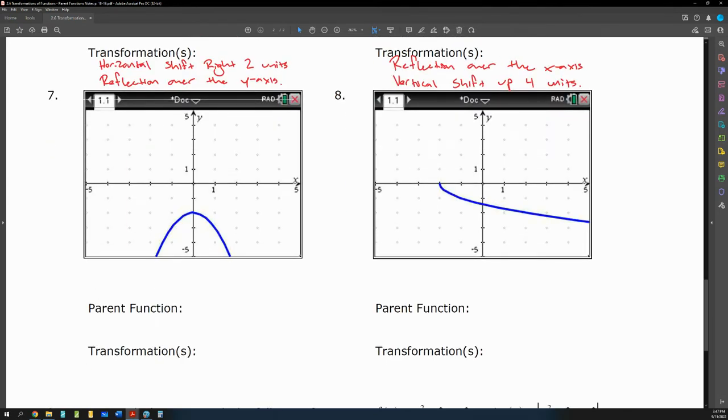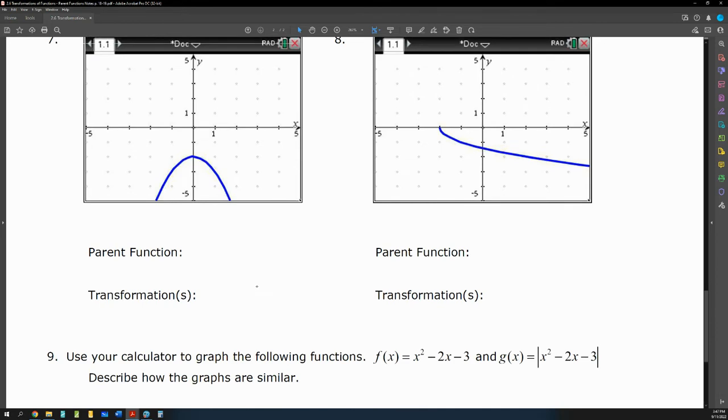Number 7, here we have that U-shaped graph. This is the quadratic function, so y equals x squared. And we have a reflection. It's flipped, so reflection over the x-axis. And then it's shifted down 2 units. So a vertical shift down 2 units.